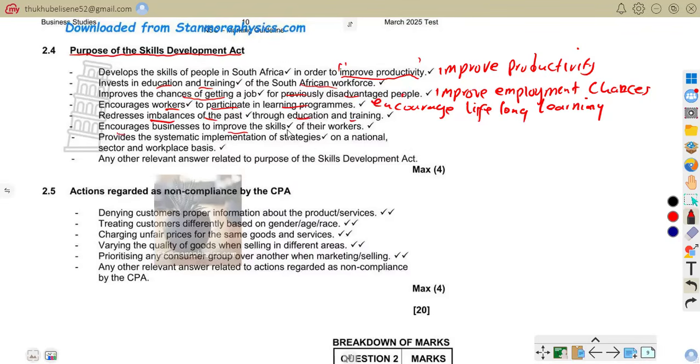It encourages business to improve the skills of their workers. So improve worker skills, for example technical training courses that can be given. Provide systematic implementation of strategies on a national, sector and workplace basis. So those are the answers for the purpose of the Skills Development Act.